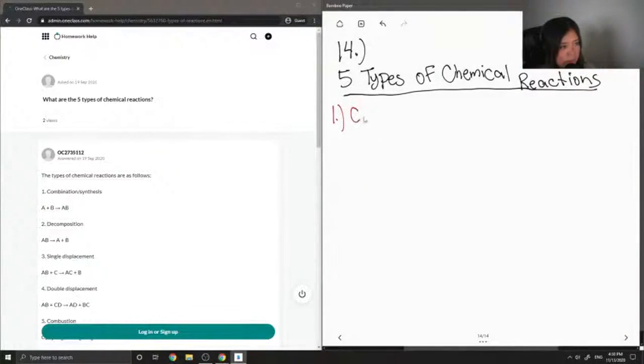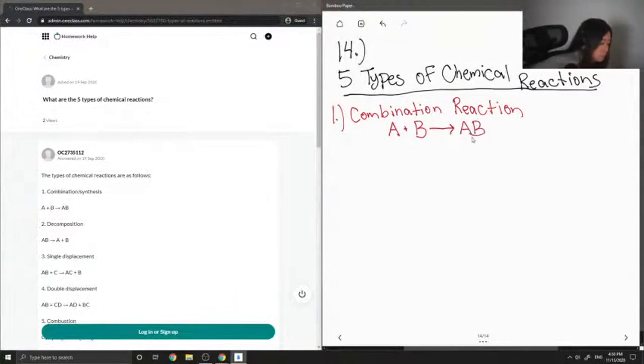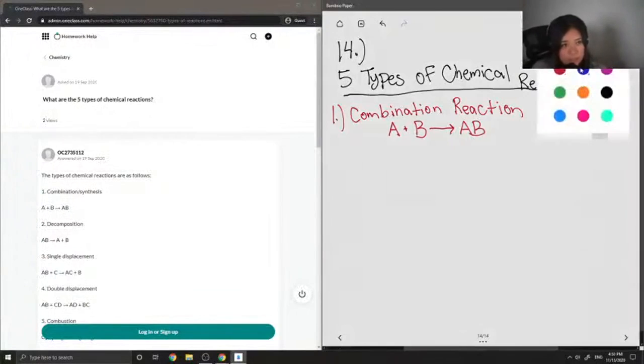One of the main ones would be considered like a combination reaction. So this is when you would have, let's say, element A plus element B come together to form element AB. Okay, so this is the simplest combination reaction that you could have.